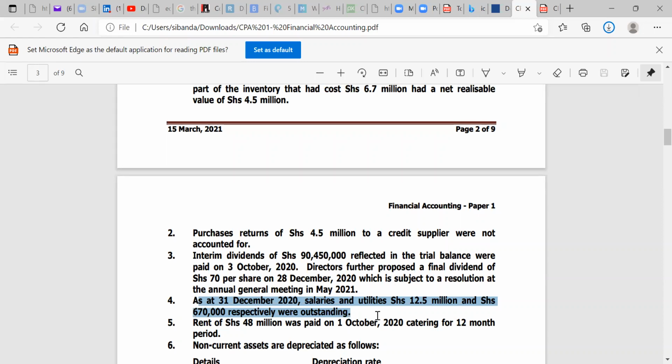Then we have what we call rent. Rent of shillings 48 million was paid on 1st October 2020, catering for 12 months.